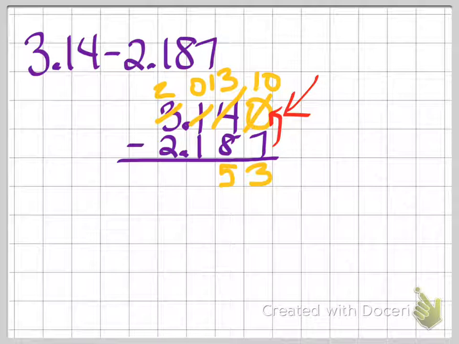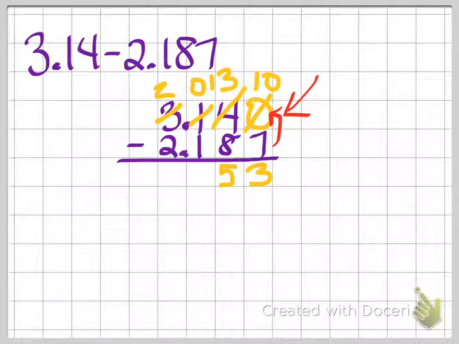So, I add a 0, borrow from the 4, this becomes a 10. 10 minus 7 is 3. I'm left with a 3 here. I have to go over and borrow from this 1, which makes it a 0. 3 plus 10 is 13. 13 minus 8 is 5.